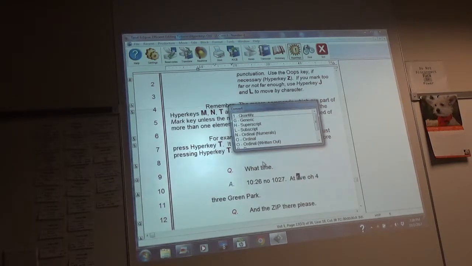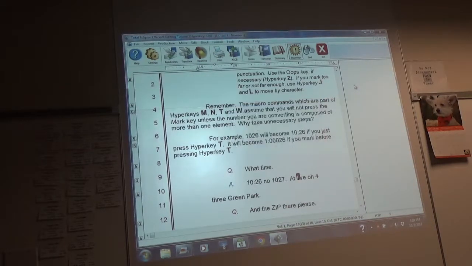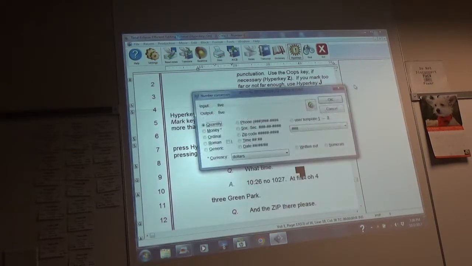And put it into what? Ordinal? No, it would be ordinal. It's 5043 third? Oh, you don't have an address up there? Yeah, I was looking for an address. Is there? No, I didn't see one.